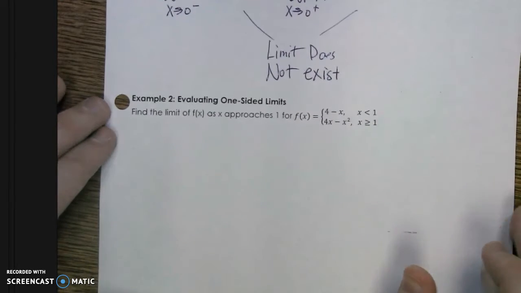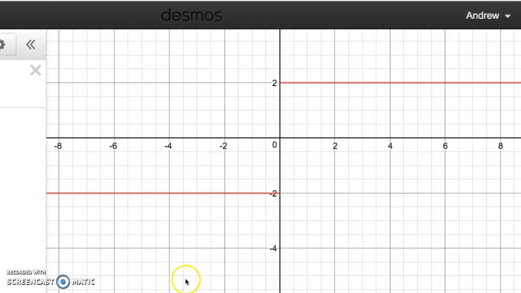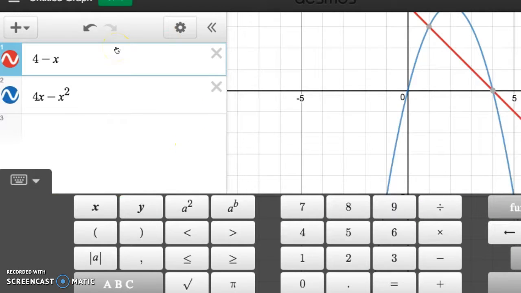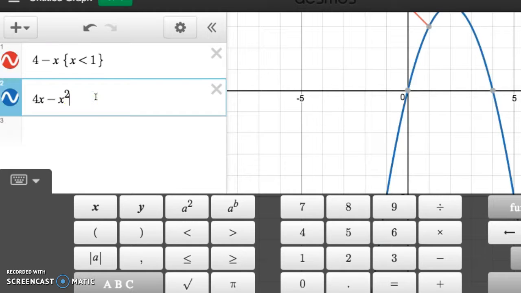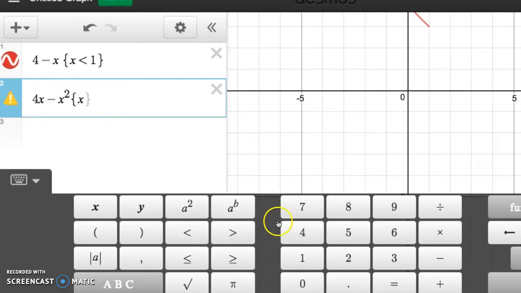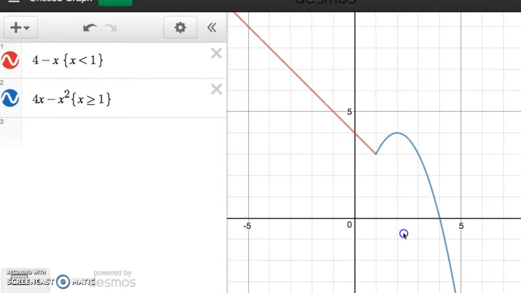Let's go ahead and put example 2 into Desmos. All right, if you want to do piecewise functions, you just write your equation, and then you put a brace, and then you put the inequality. So this says x less than 1. And then this one is x greater than or equal to, and that is here. Okay, so this is what the graph looks like.